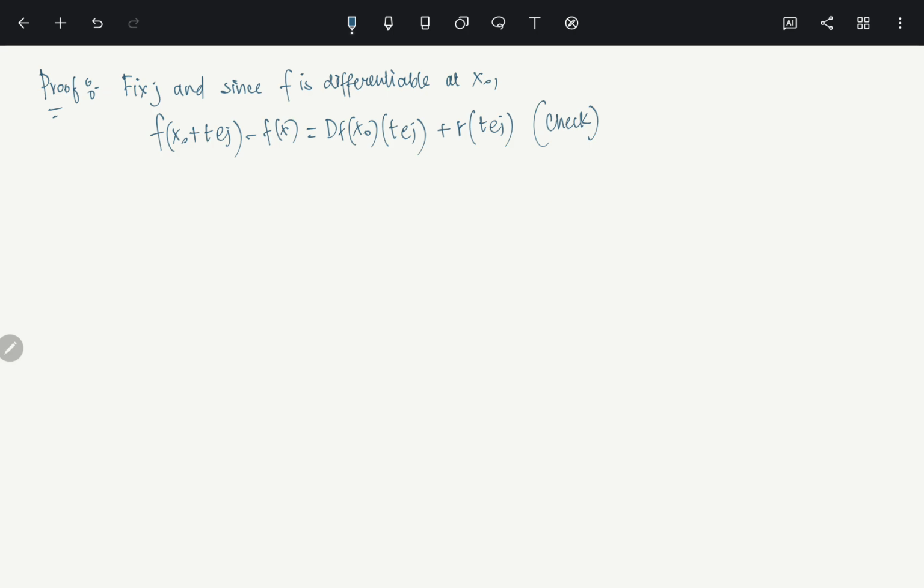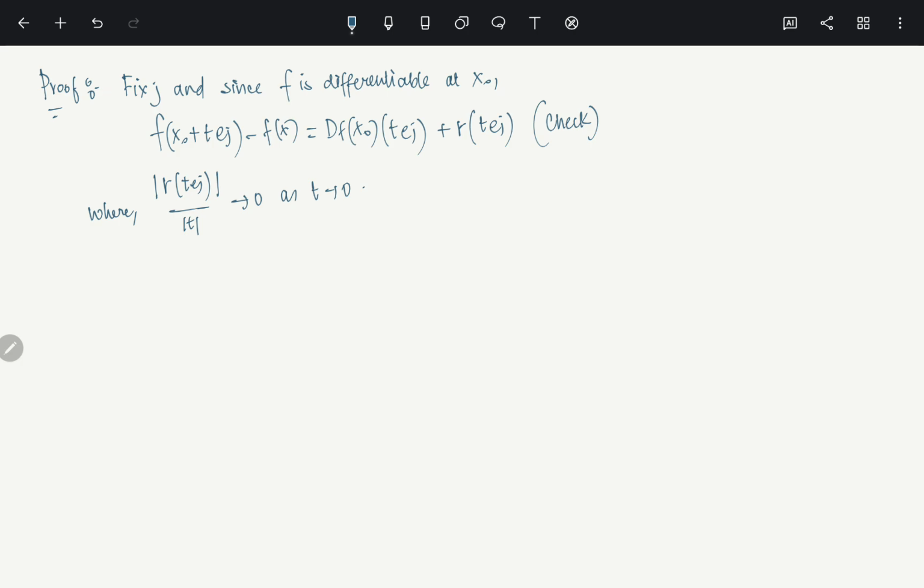Clear? So what is the remainder term? The remainder term is r of t ej. You remember the norm of this divided by t should go to 0. So this divided by t goes to 0, where this goes to 0 as t goes to 0. So this is exactly the same definition; I am just writing it in this way.